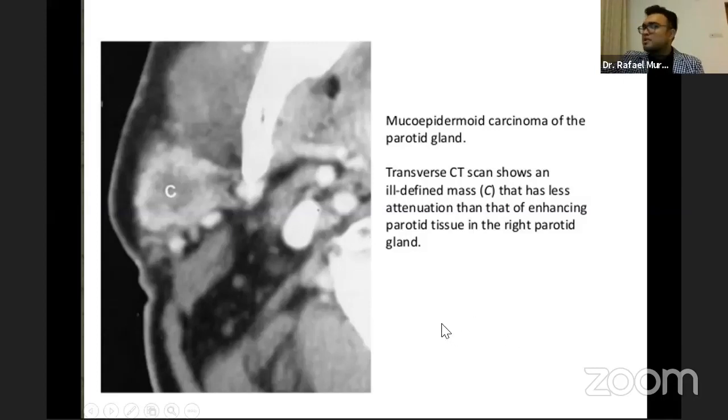So the mucoepidermoid carcinoma is the most common salivary gland malignancy. This is a slow growing painless mass. In case of high grade tumor, it is rapidly enlarging. So for mucoepidermoid carcinoma of the parotid gland, here the transverse CT scan shows an ill-defined mass that has less attenuation than the enhancing parotid tissue in the right parotid gland.